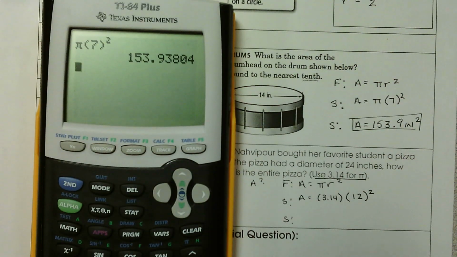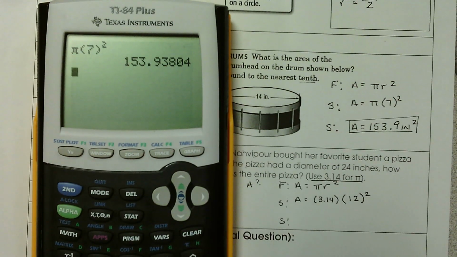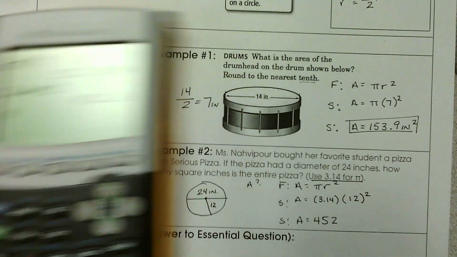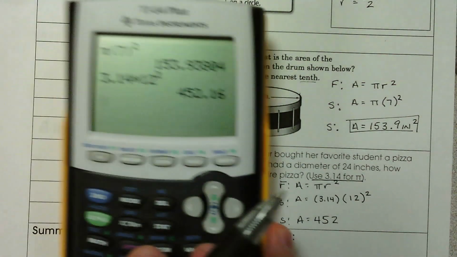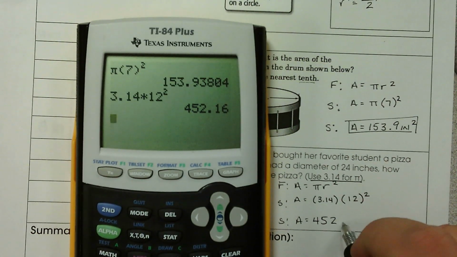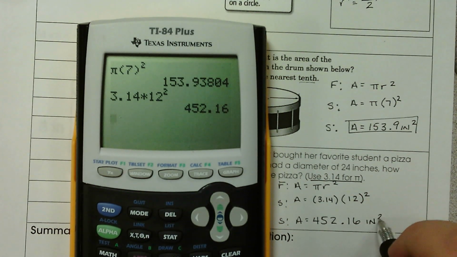Go to my calculator. I'm going to go 3.14 times 12 squared. That gives me an area of 452.16. Now, it doesn't ask me to go in units, but since it's already been rounded to the 100th, I'm going to go ahead and stop there. Now remember, once again, we're talking area, so our units are squared.